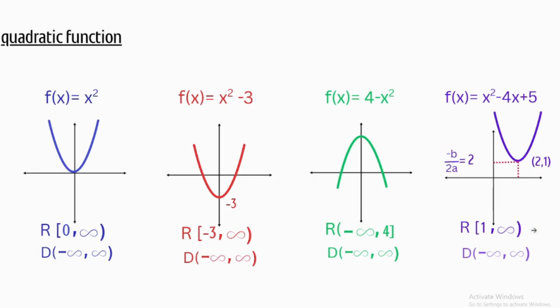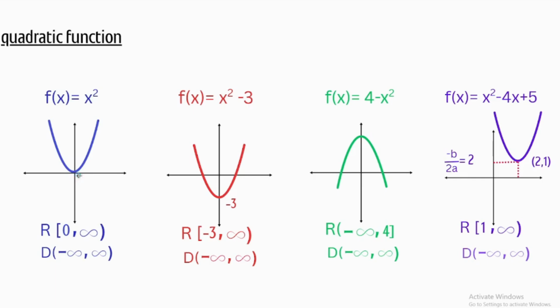Now let's talk about the quadratic function. Yesterday we said that the domain of a quadratic function was from minus infinity to infinity. Now let's discuss the range. The range of the quadratic function depends on how to get the vertex. It depends on the vertex of the quadratic.